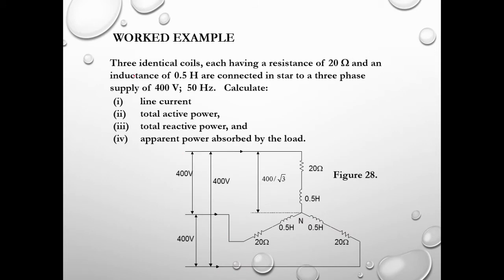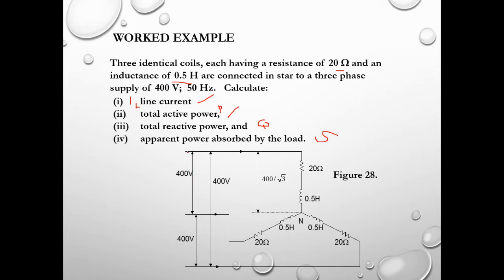Worked example: three analytical coils, each having a resistance of 20 ohm and an inductance of 0.5 Henry, are connected in star to a three-phase supply of 400 volt, 50 Hz frequency. Calculate first the line current, IL, then the total active power P, the total reactive power Q, and then the apparent power absorbed by the load.